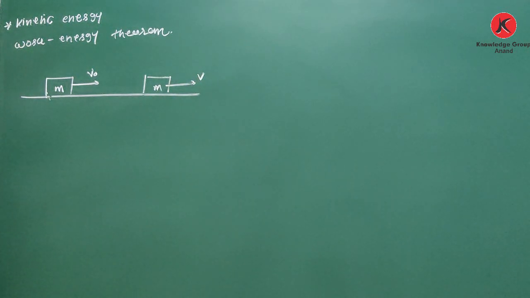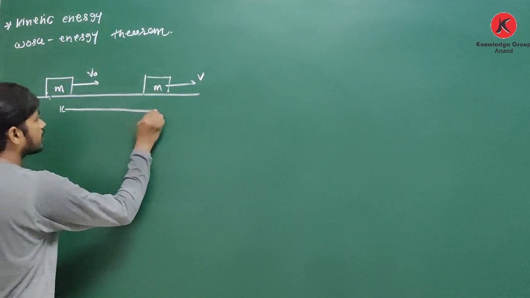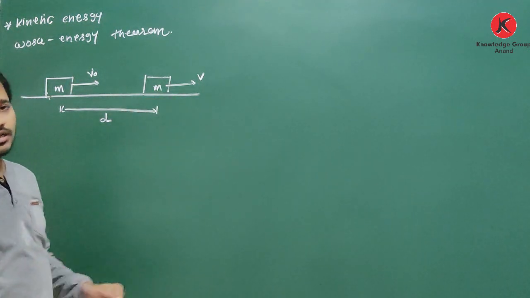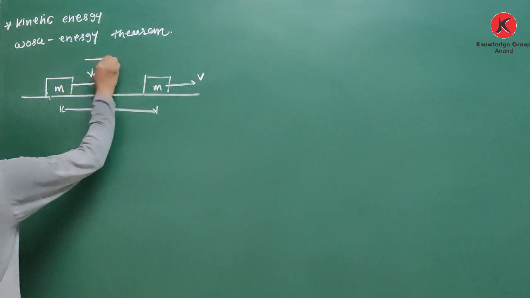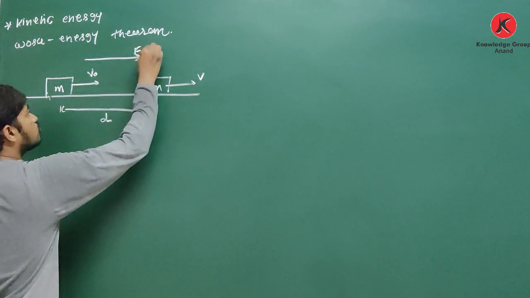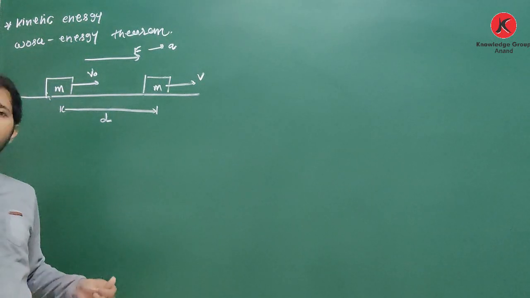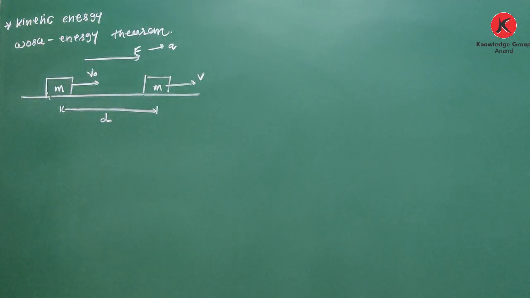Some force is applied, and due to that force there is a change in velocity, and during this there is a displacement d. So the initial velocity of the object is v0, the final velocity is v, and the displacement is d. Force is applied, so due to the force acceleration is produced. What is the relation between all these quantities?